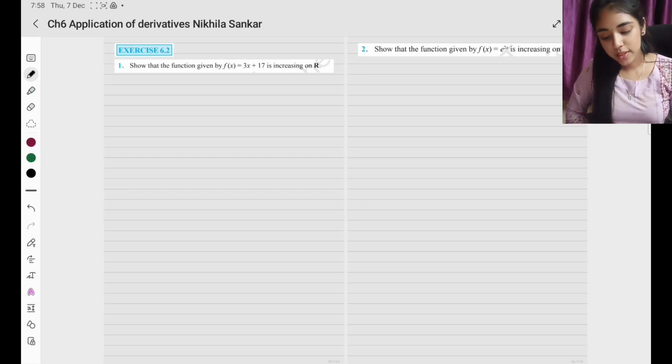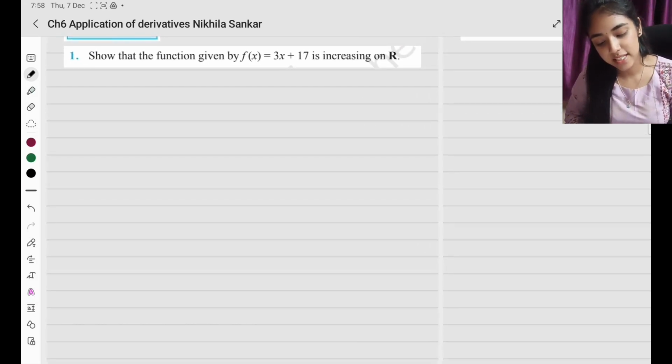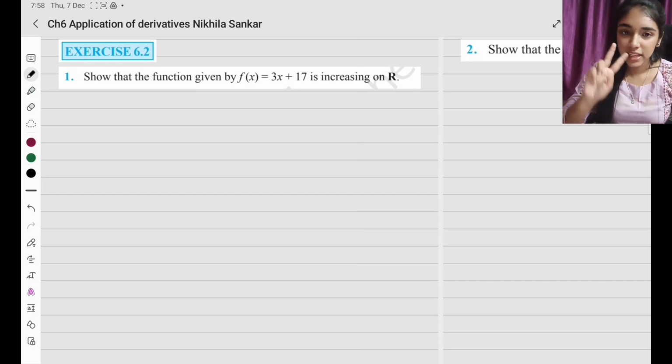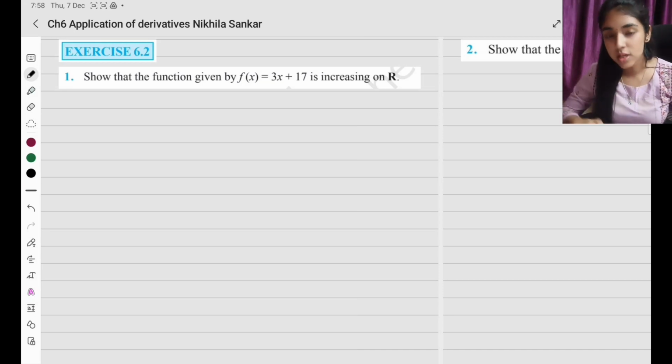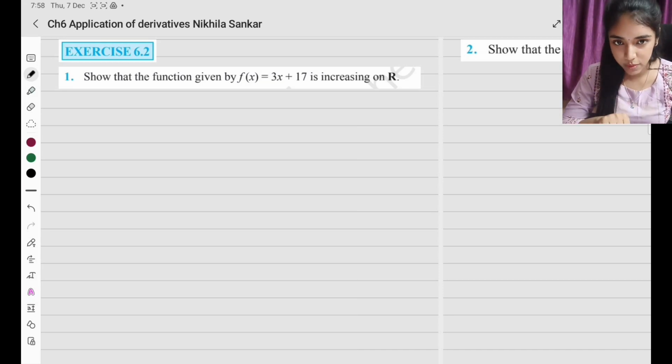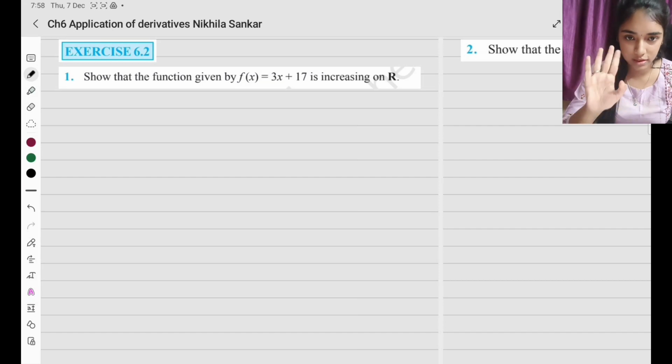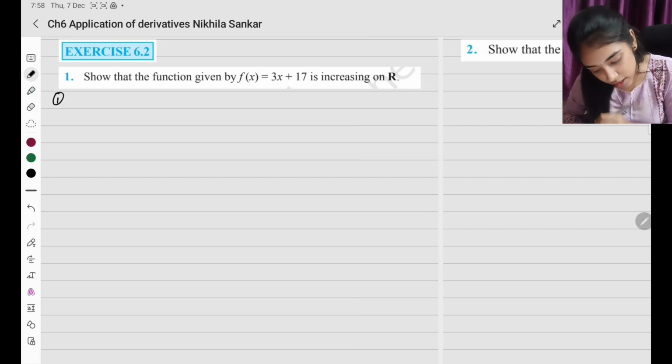Okay, show that the function given by f of x equals 3x plus 17. இந்த இடத்துல ரெண்டு பார்த்தோம். definition 1 ஒன்னு பார்த்தோம், இன்னொன்னு the derivative function வச்சு எப்படி increasing ஆ decreasing ஆன்னு கண்டுபிடிக்கிறதுன்னு பார்த்தோம். I'll solve it in both ways for the first question. Second questionல இருந்து ஒரே ஒரு method தான் போட போறேன். Okay, so now method number 1.